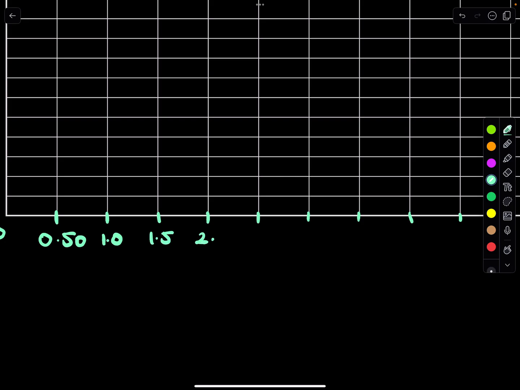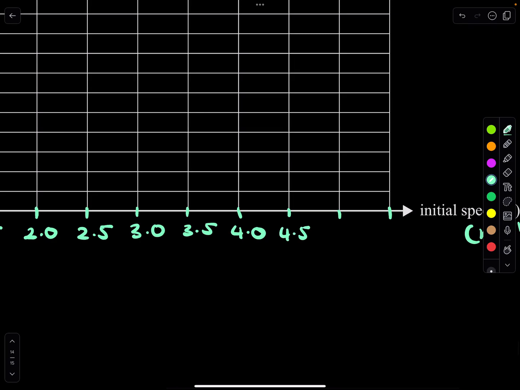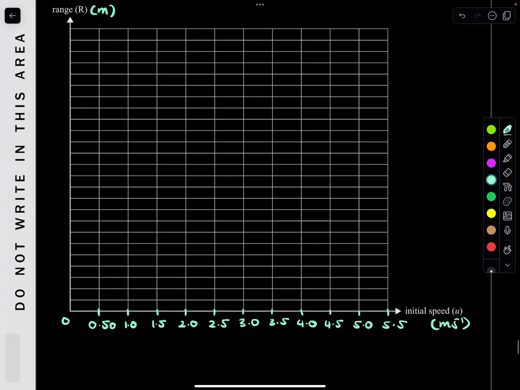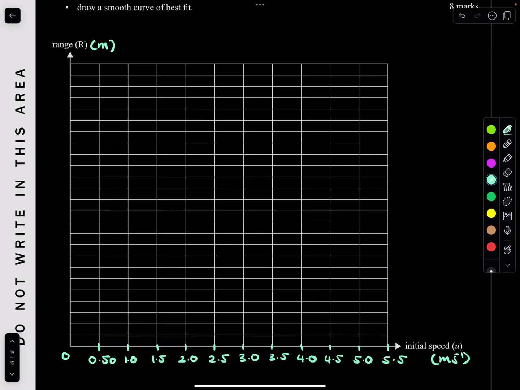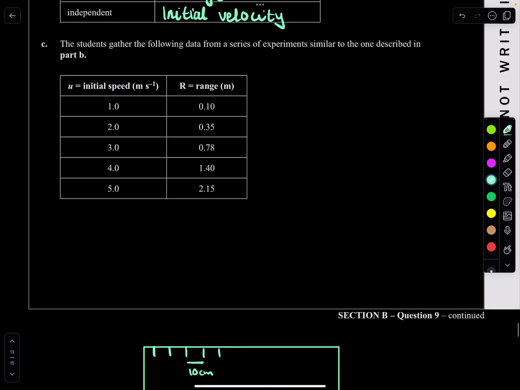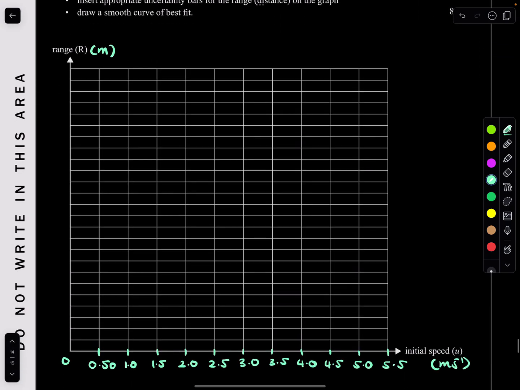1.5, 2.0, 2.5, 3.0, 3.5, 4.0, 4.5, 5.0, and 5.5. Perfect, in meters, done. And what about the scale? So these scales are going by that much, and so that is your range. And the range is 10, 35, 78, 142. And how much? So we got 2, 4, 6, 8, 10.